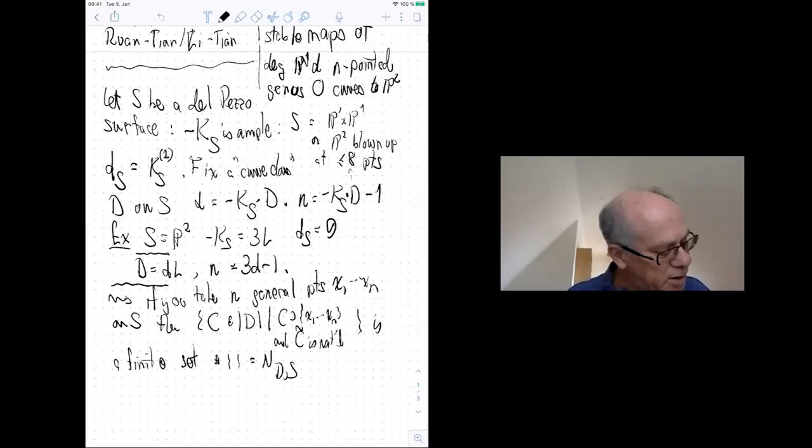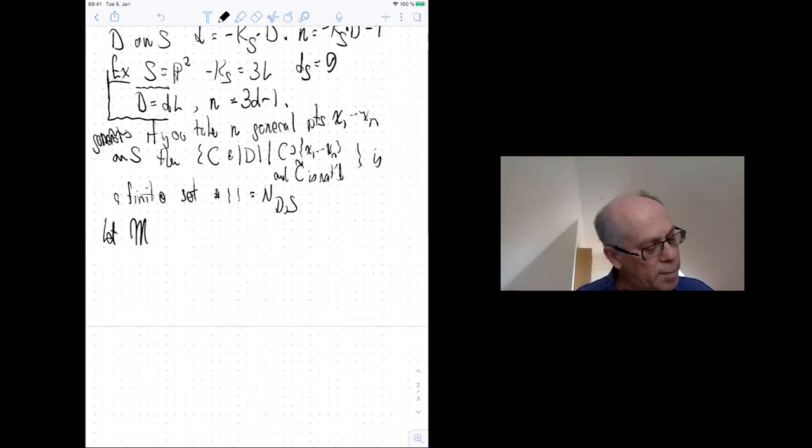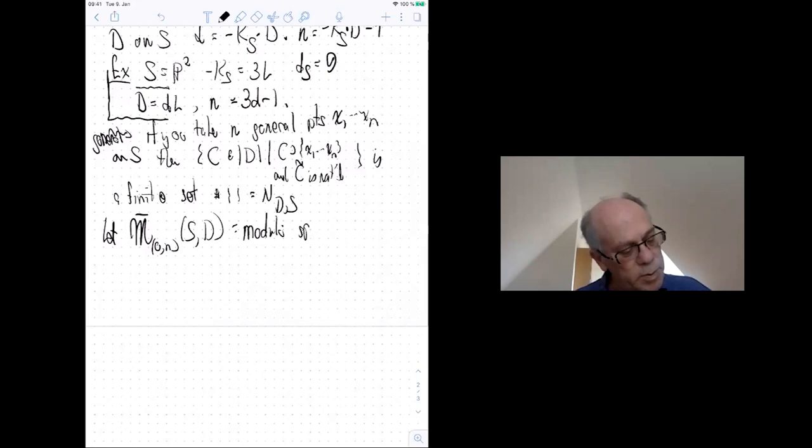All right. So, and that's the problem. So what does this have to do with maps? You let M-bar_{0,n}(S,D) be the moduli space, or stack, it'll actually be a scheme when we throw away enough things which we don't care about, so call it a stack, whatever, of stable maps.